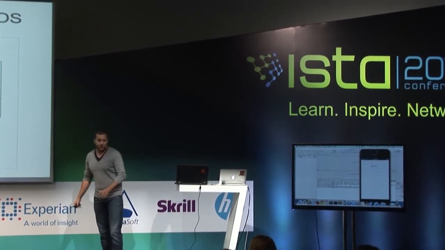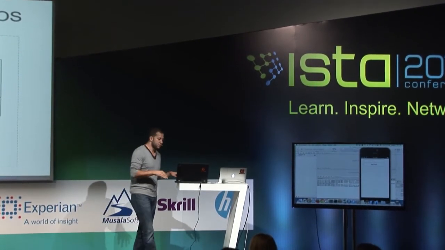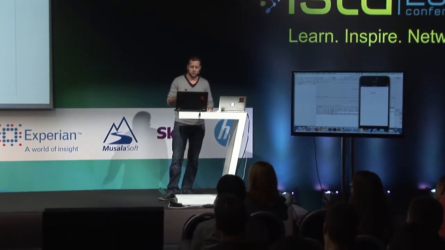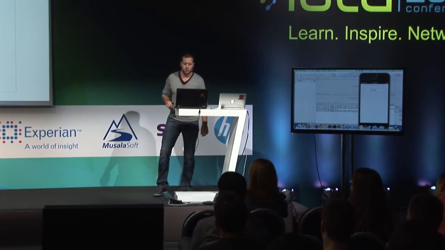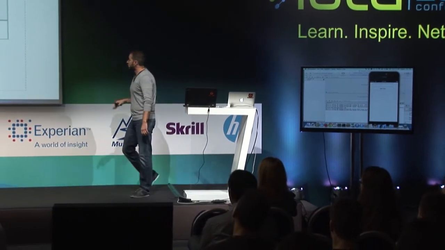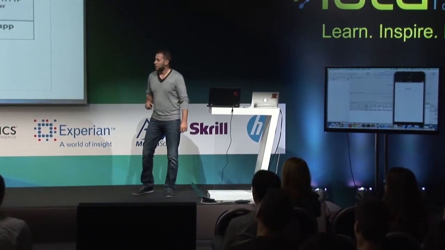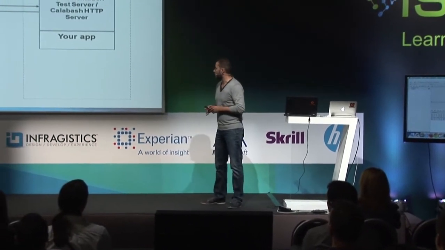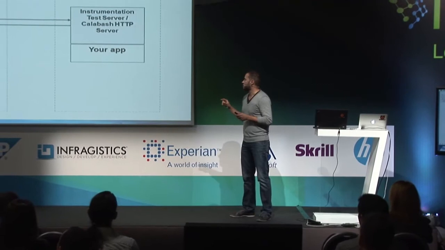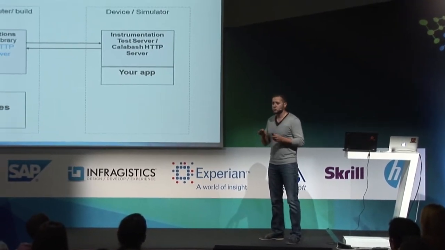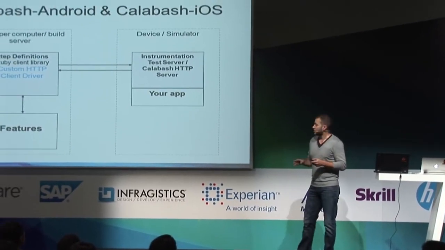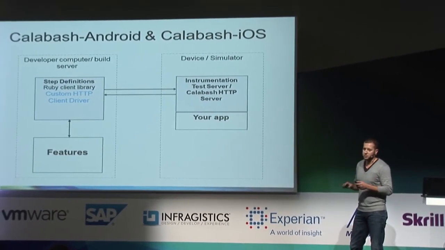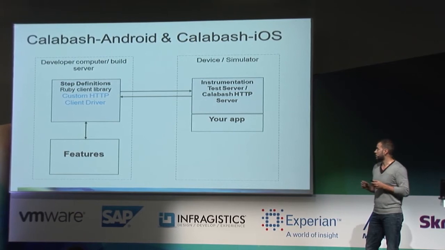But I want to make it really practical and real for you. So I have all my environment set up here. I have Android and Eclipse set up on this laptop, so that's going to be the server for the Android. So there is the device or the simulator part, and then I have a Calabash HTTP server or an instrumented app. In iOS, they are starting a server, and in Android, they are instrumenting the actual app. It's slightly different, but the core idea is the same.